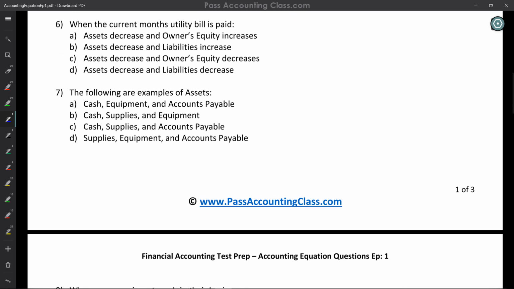Question 6 says, when the current month's utility bill is paid, assets decrease and owner's equity increases, assets decrease and liabilities increase, assets decrease and owner's equity decreases, or assets decrease and liabilities decrease. So we've got our accounting equation, assets equals liabilities plus owner's equity. And anytime we pay something, that's going to be cash. Cash is an asset, and that is going to decrease our asset because we have less cash than we did before. And then when we pay a utility bill that is the current month's utility bill, that's going to be an expense. And expenses reduce our owner's equity account.